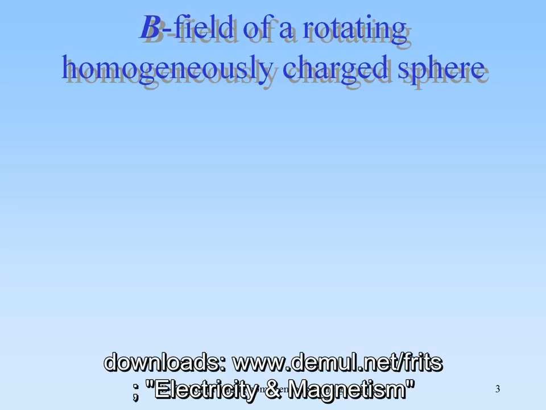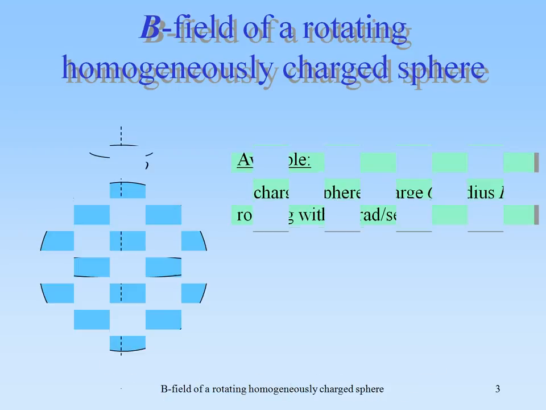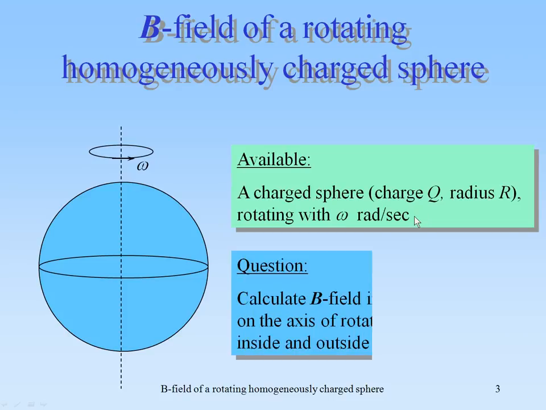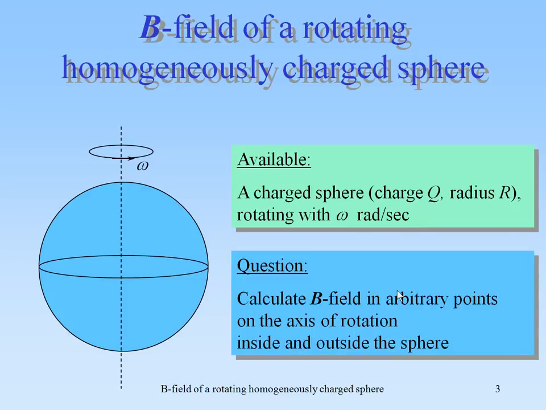The B field of a rotating homogeneously charged sphere. We have available a charged sphere with total charge Q and radius r, and it's rotating with omega radians per second. The question is: calculate the B field in arbitrary points on the axis of rotation, inside and outside the sphere.